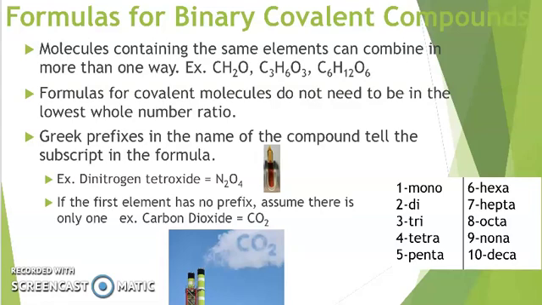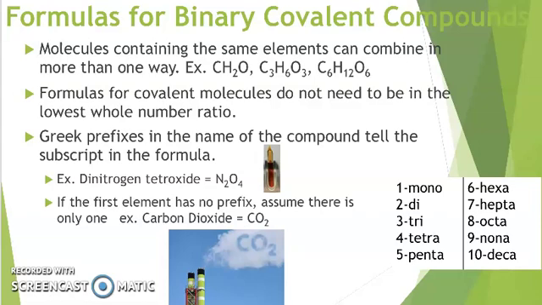When writing formulas for your binary covalent compounds, remember those are between your two nonmetals, the molecules containing the same elements can combine in more than one way. So you have CH2O, C3H6O3, C6H12O6. They're all the same elements, carbon, hydrogen, oxygen.